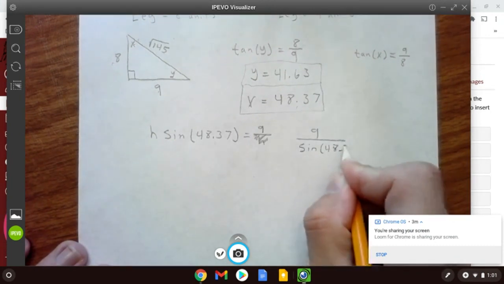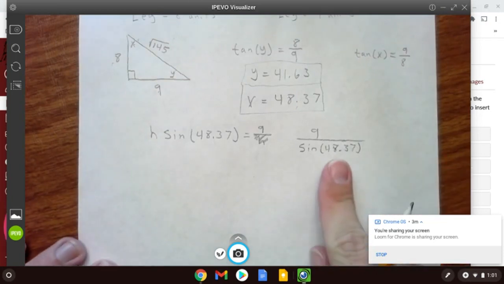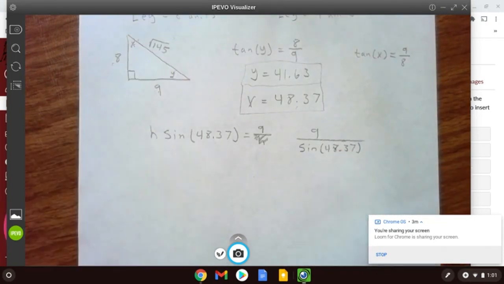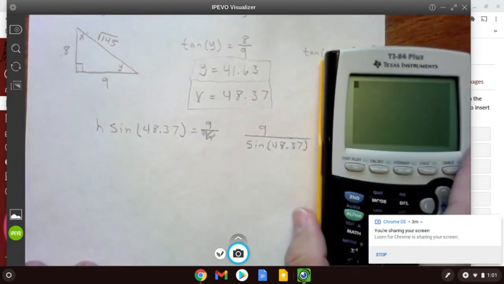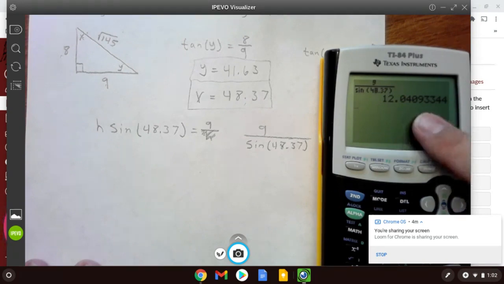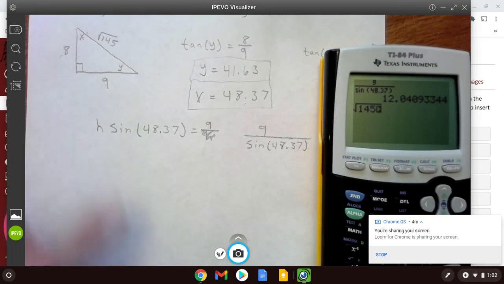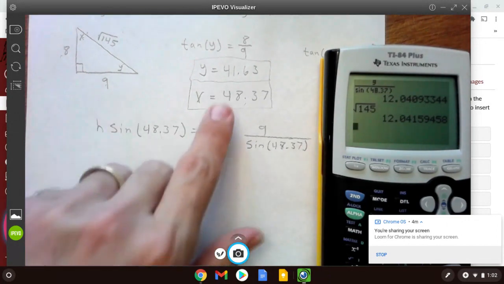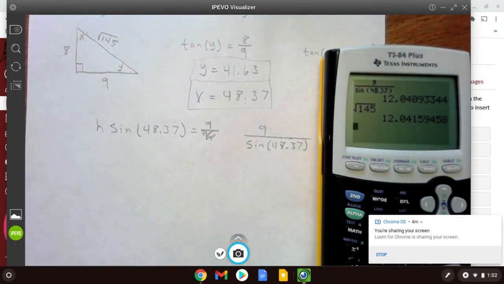sine of 48.37. And I was just going to show you this is equal to the square root of 145. So let me do that here. 9 over sine of 48.37. That's equal to 12.04. And if I was to do the square root of 145, using Pythagorean theorem there, you get the same answer here. Well, approximately the same answer here, because we rounded off our angle for x there.